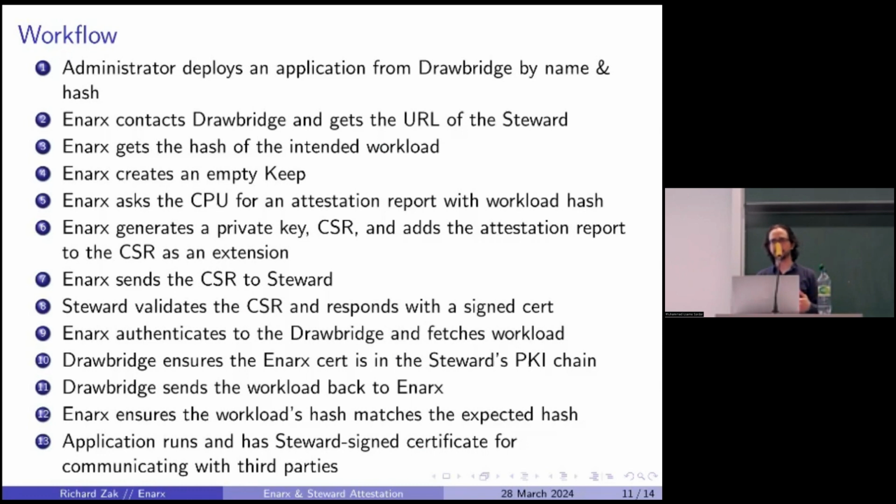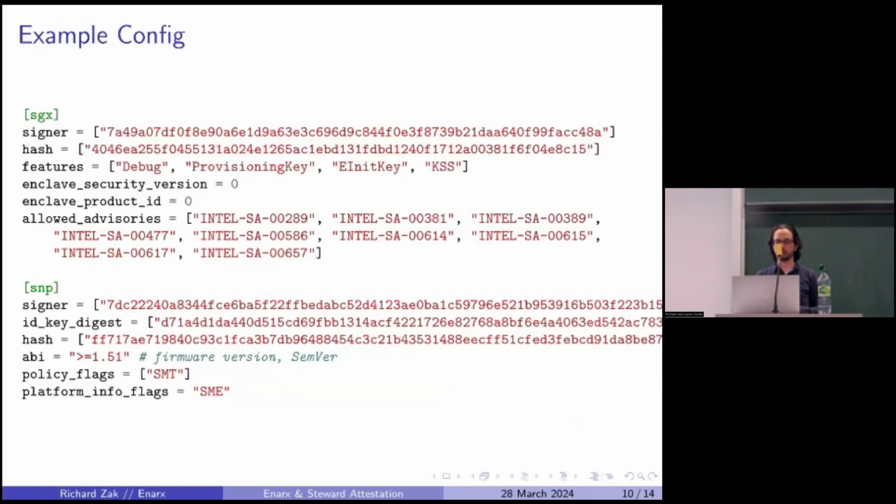It then spins up an empty keep. A keep is just what we call a trusted execution environment. So at this point, the keep is up and running with Enarx loaded in memory, but there's no workload yet. And that is the hash that we take for the hash fields on both the SGX and the SNP side. So that's just Enarx loaded in memory.